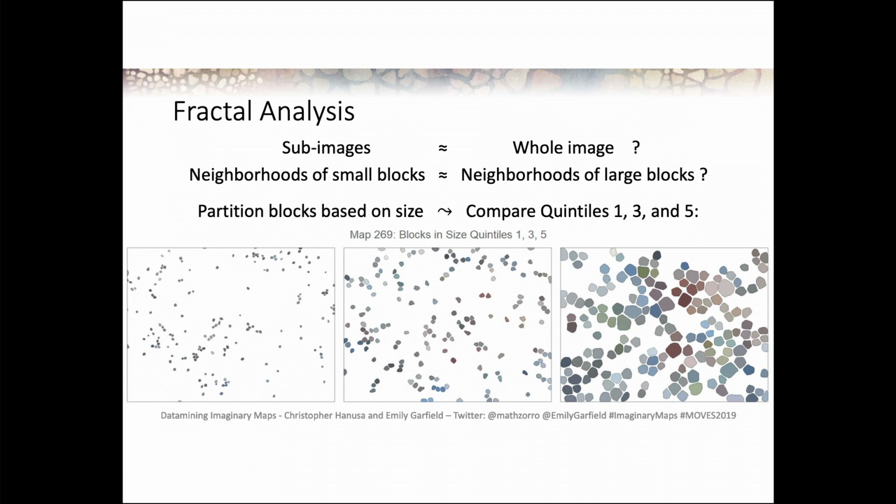So if we wanted to talk about what would it mean for one of Emily's maps to be fractal? Well, I think the best way to think about it is that the sub-images would look a lot like the big images. So the neighborhoods around small blocks, do they look like neighborhoods around large blocks? And so in order to do that, we can compute the quintiles of the block sizes. So we can break down the blocks into being the smaller blocks, the medium blocks, and the largest blocks, and see if we can compare those sets and see if the pictures behave similarly for the small ones, the medium ones, and the large ones.